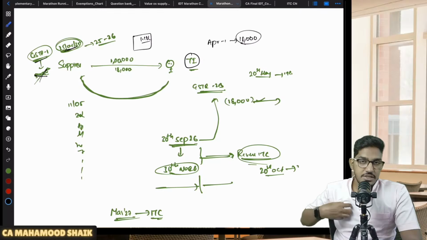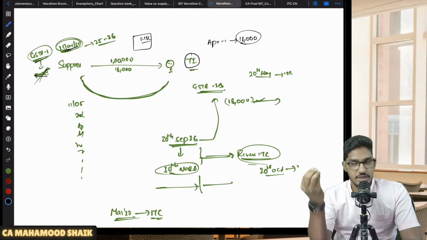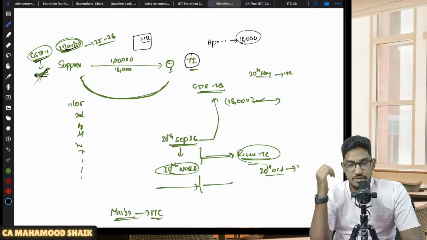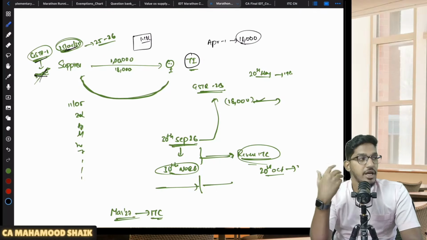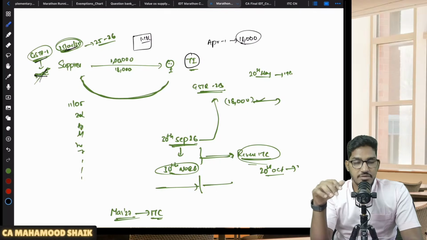Because if he doesn't file GSTR 1, his recipients will create a noise. They will say, "Hey boss, I purchased it from you. You did not file your GSTR 1. If you did not file your GSTR 1, it will not get reflected in our GSTR 3B. If it is not getting reflected in our GSTR 3B, we will not be able to claim ITC." So his recipients will create a noise.